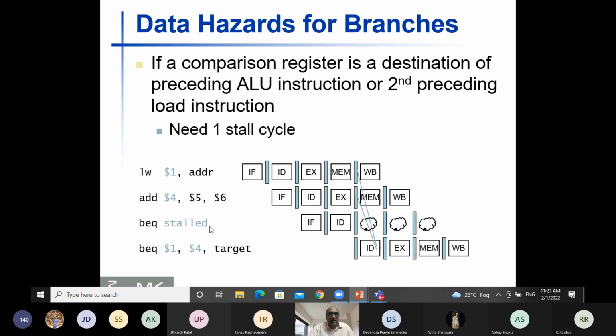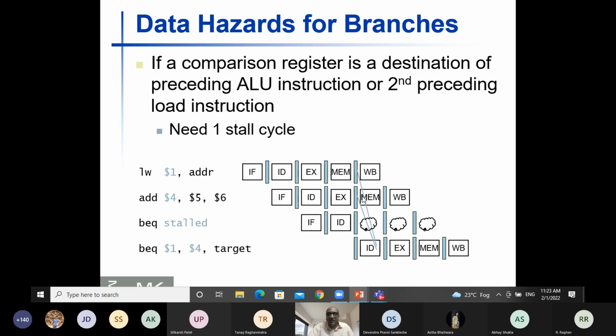Here, if you look, suppose there is a load and an add instruction and then the branch equal. In the branch equal, one of the register arguments is 4 and the other is 1. In the case of 1 also, you cannot forward, because the branch requires the register operands in stage 2 itself, right? So here at stage 2 you require 1 and 4, right? They are not available here.